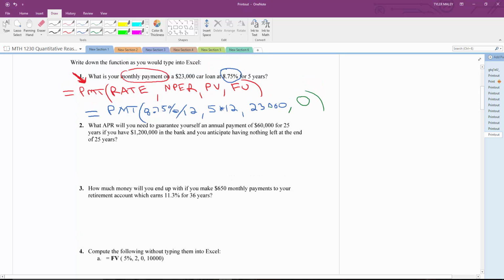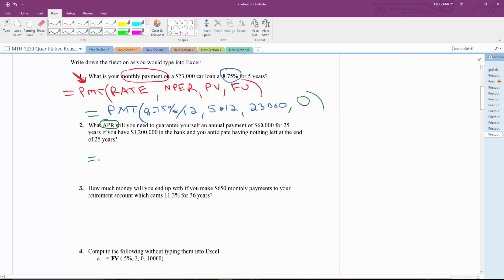All right. So number 2, the question is, what's the APR we will need to guarantee yourself an annual payment of $60,000 for 25 years if you have $1.2 million in the bank and you anticipate having nothing left at the end of 25 years, right? All right, so here we're looking for APR.